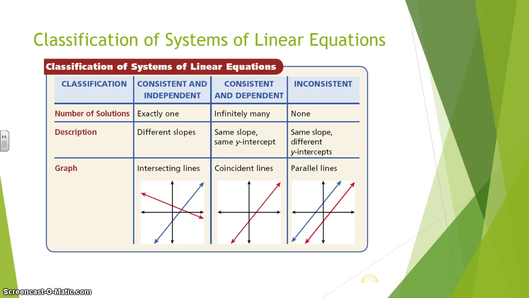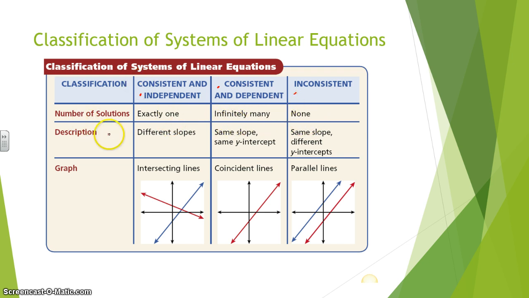Also in this section, we're going to have to classify whether systems of equations are consistent and independent, whether they're consistent and dependent, or inconsistent. So when we're solving systems of equations, we're going to look at how many solutions they have: exactly one, infinitely many, or none.